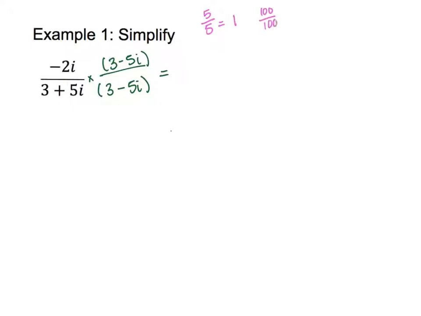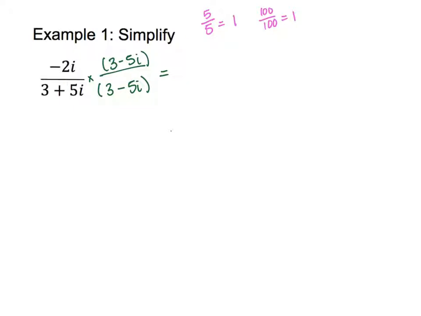100 divided by 100, or 100 over 100, what does that equal? 1. Well, in this case, when we look at these two, they're the same, and if they're on top of each other, or if you're dividing them, this is going to equal 1. Well, 1 times this is still going to be itself. So we really don't do anything to this equation when we're multiplying it by the conjugate. That's why we are multiplying top and bottom by the same conjugate. So let's keep going.